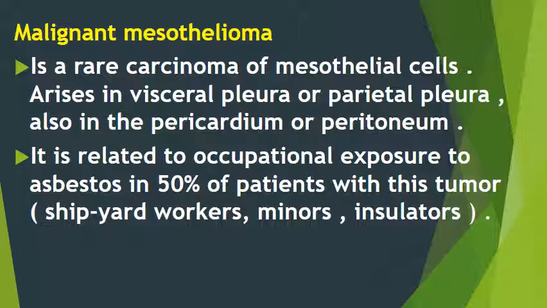It arises in the visceral pleura or in the parietal pleura. It might also arise in the pericardium and peritoneum, because they are also lined by mesothelial cells. As we said, and as we know, it is related to occupational exposure to asbestos. In 50% of patients with this tumor, there is a relation with occupational exposure to asbestos: in miners, insulators, shipyard workers, all of whom are exposed to asbestos.